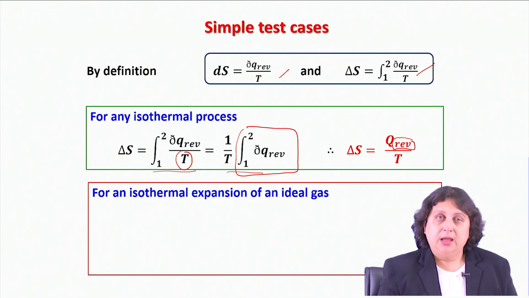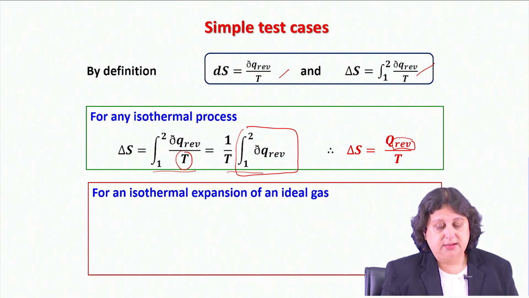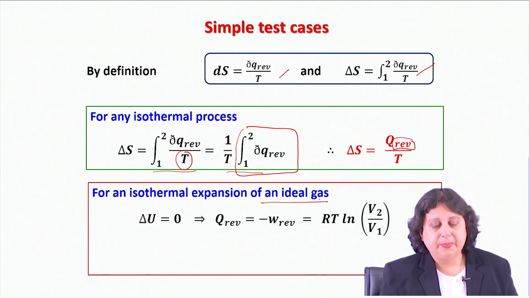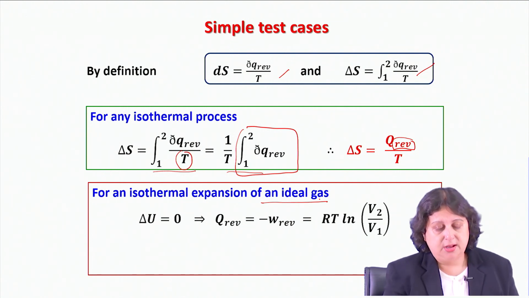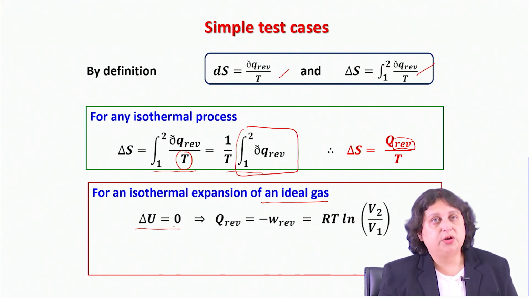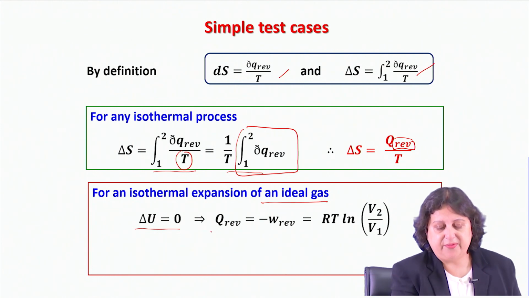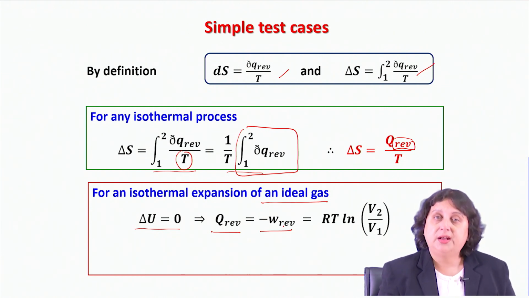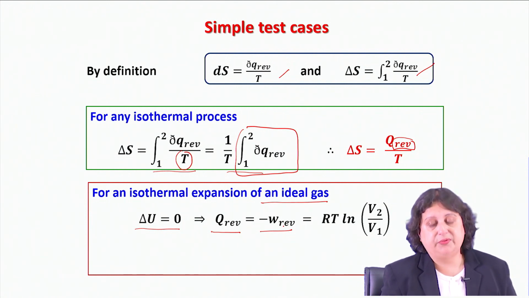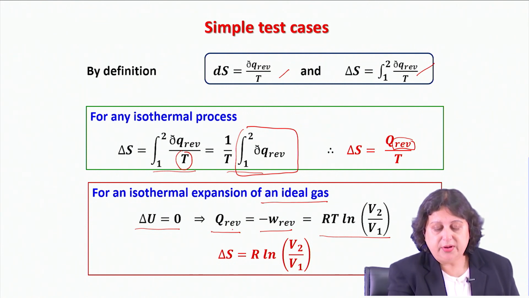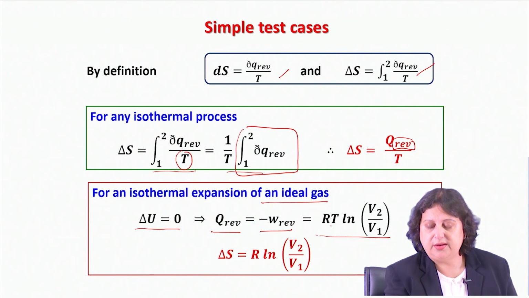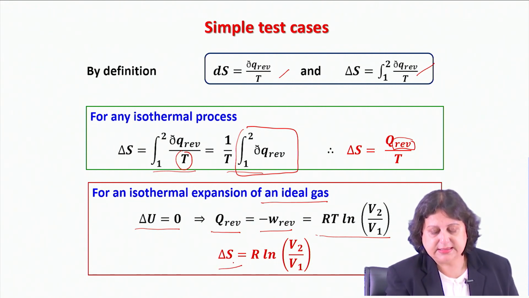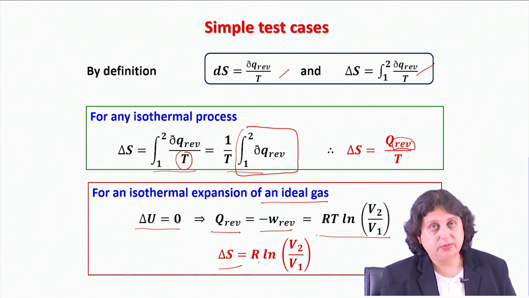Now, if I have an isothermal expansion of an ideal gas, I will use the properties of the ideal gas. I know that if it is an isothermal expansion, for an ideal gas, delta U is equal to 0. Then what does the first law of thermodynamics tell me? In that case, I must have Q reversible equal to minus W reversible. Now, what is W reversible for an isothermal expansion of an ideal gas? We have already learned how to write it down. For 1 mole of this ideal gas, this is the expression. And therefore, I can very easily write that Q reversible by T would be RT ln V2 by V1 divided by T. And correspondingly, delta S is going to be given by R ln V2 by V1.